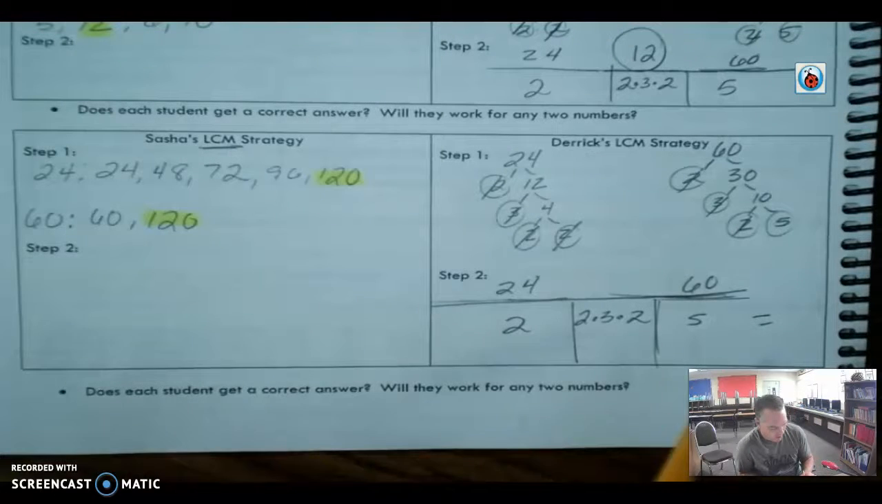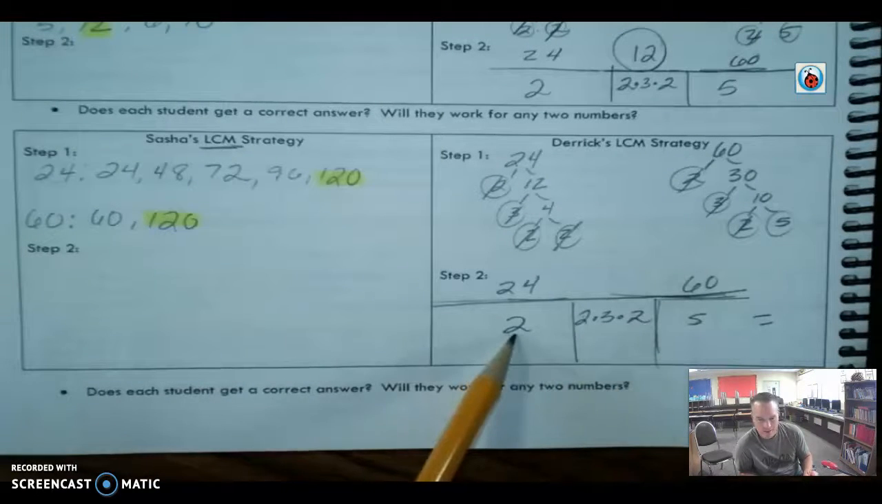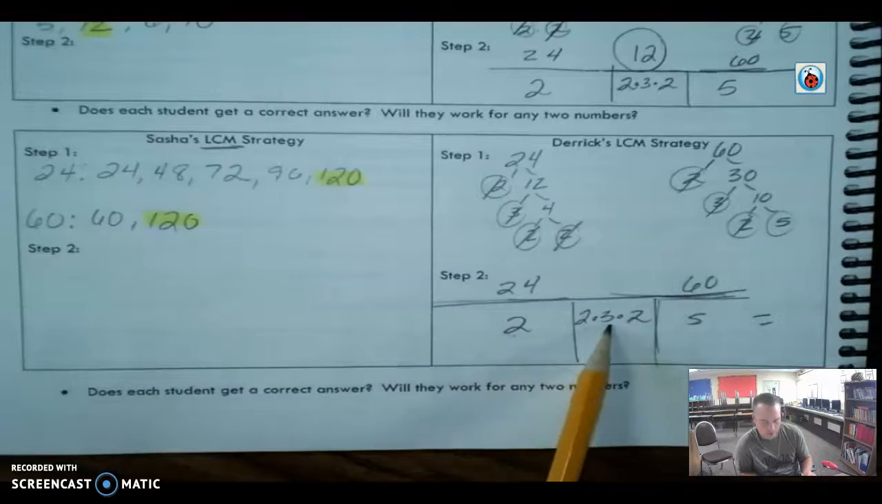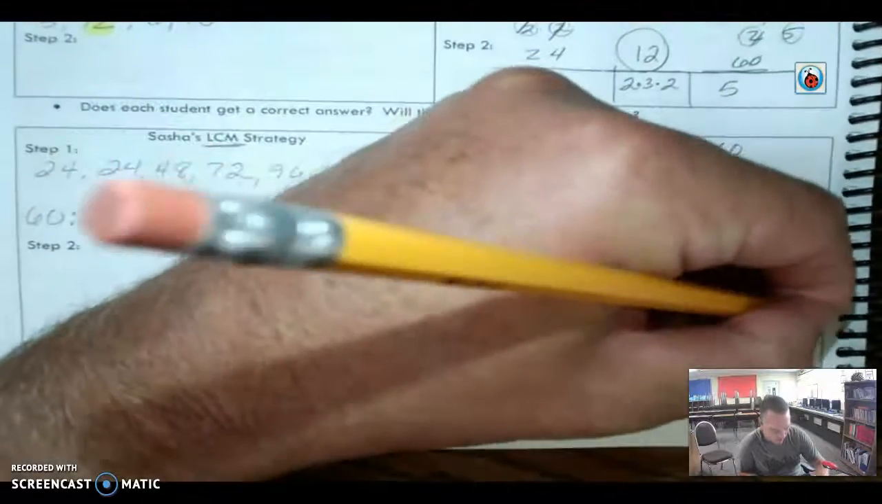Now, LCM is pretty easy. All you have to do is multiply all of these numbers in these boxes together. So the leftover 2, so it's 2 times 2 is 4, 4 times 3 is 12, 12 times 2 is 24, and 24 times 5 equals 120.